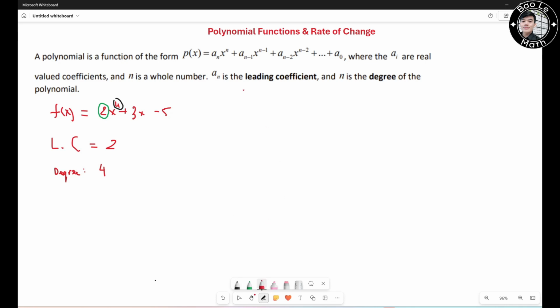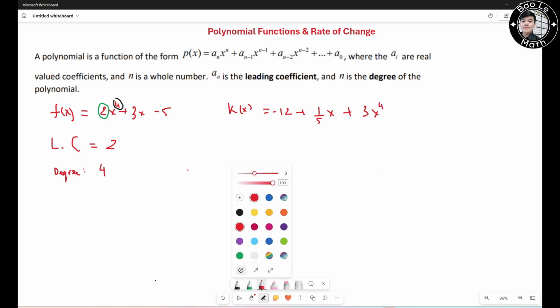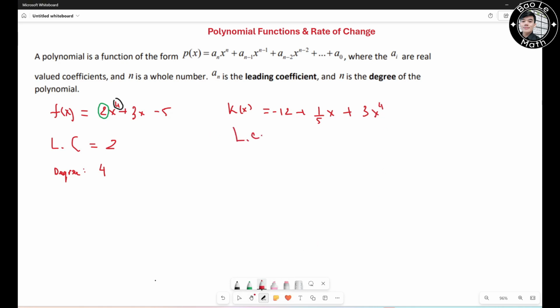Now let's take a look at the second example. For example, I have k of x is negative 12 plus 1 over 5 x plus 3x to the 4. Alright, so the leading coefficient in this situation is 3, and the degree is 4.